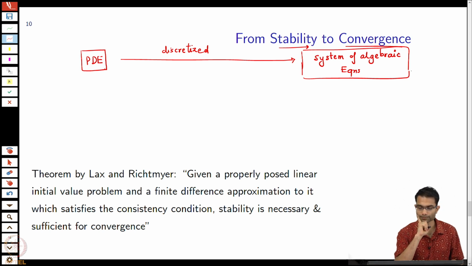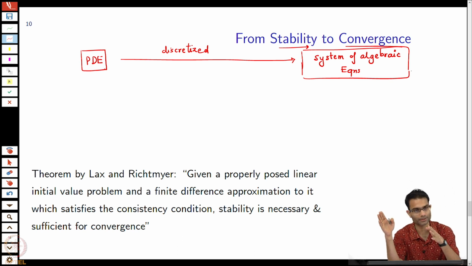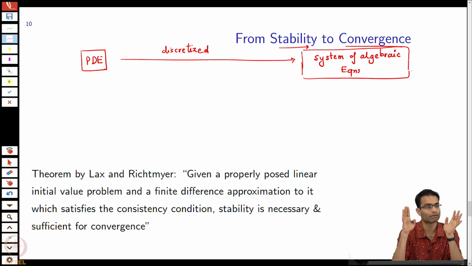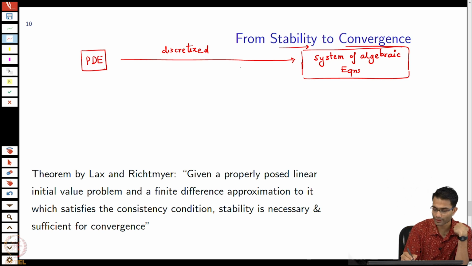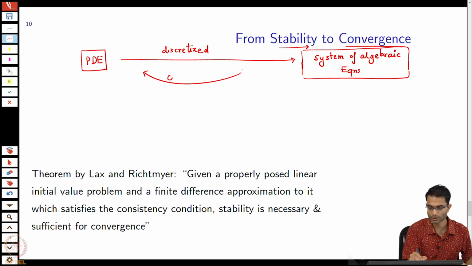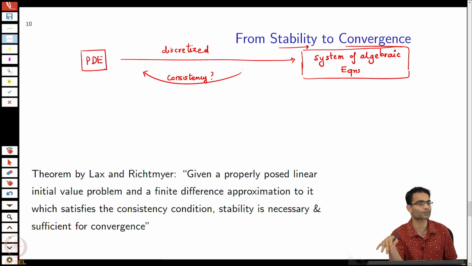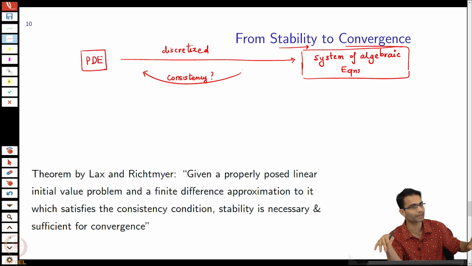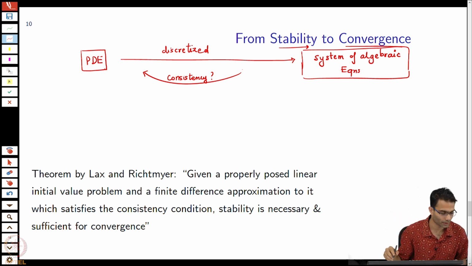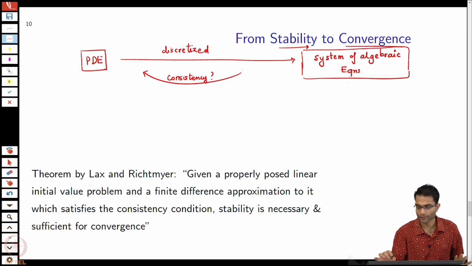So, I've got this discretization which has given me a system of algebraic equations. Another question that you can ask is, this discretization depends on delta x and delta t, obviously. So you can in fact go in the reverse direction and ask about consistency. Consistency means: this system of equations which I have discretized, is it consistent with the actual PDEs? That is one legitimate question you can ask. Okay, let us leave that for now.